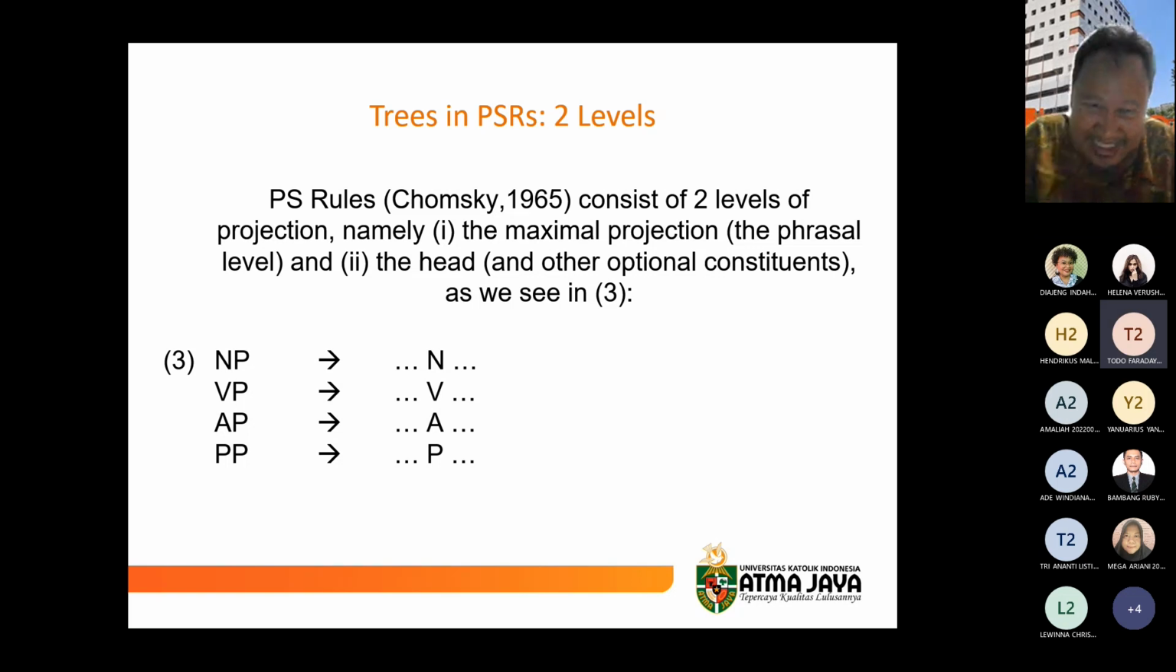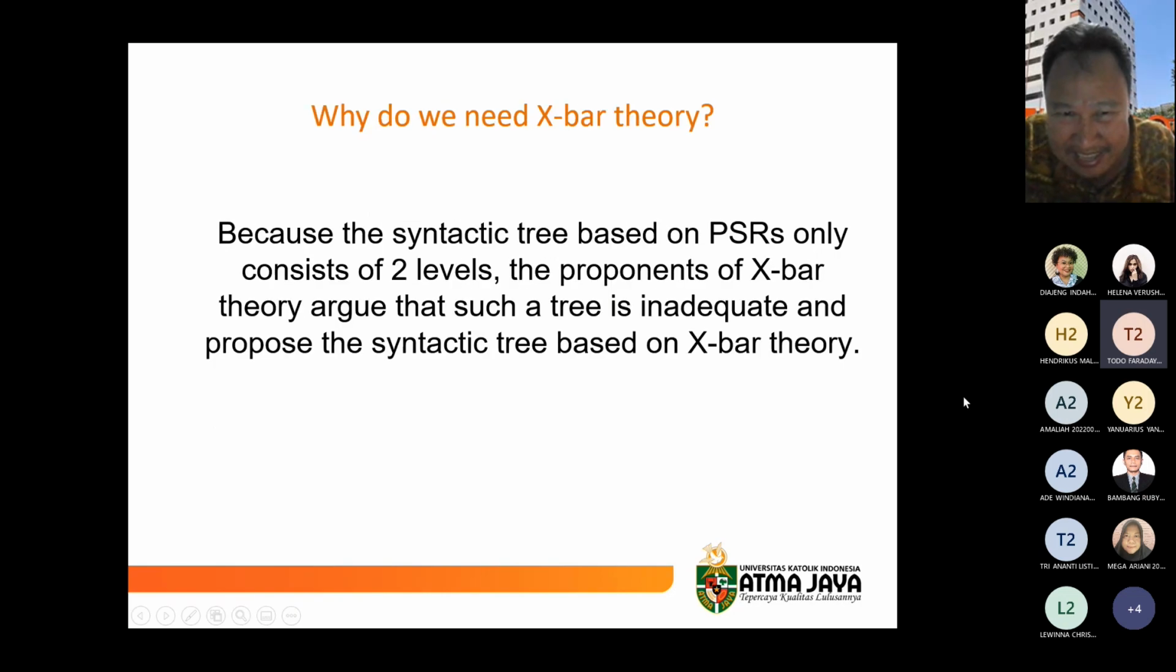Yes, sir. Now, because the phrase structure rules consist of two levels only, the proponents of X-bar theory argue that such a tree is inadequate and propose the syntactic tree based on X-bar theory. Now I think we start talking about X-bar theory. So again, what is the problem of phrase structure rules that consist of two levels?